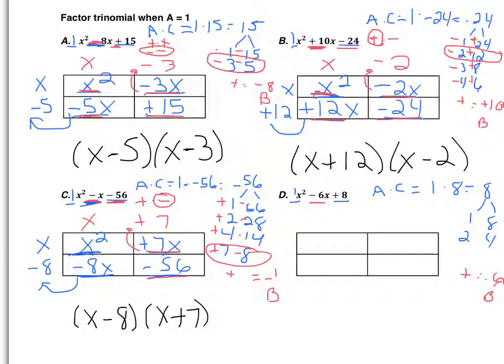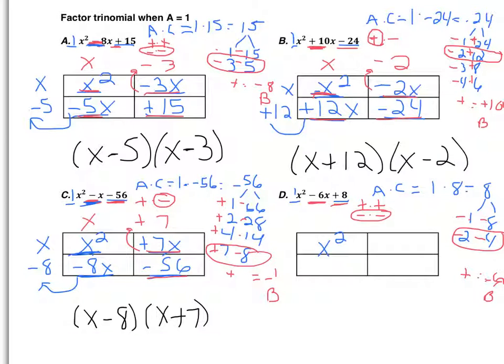So let's look at the signs. We have a positive 8, so that either needs a positive times a positive or a negative times a negative. So what do we look at? We look at our B value. It's negative, so it has to be negative times a negative. So over here, this is -1 and -8, or -2 and -4. Which of those add up to this -6? Well, -2 and -4. So let's fill it in.